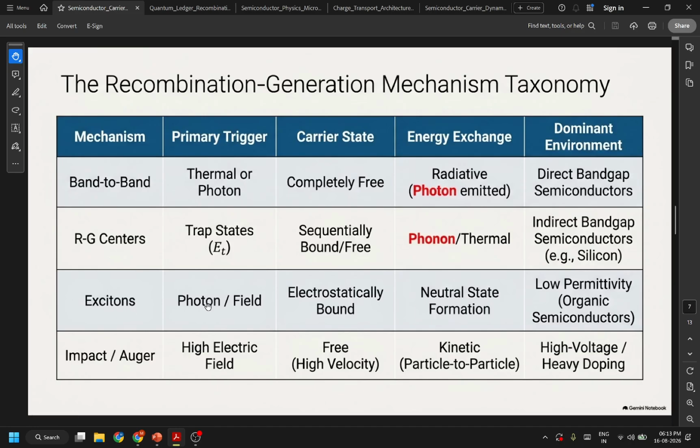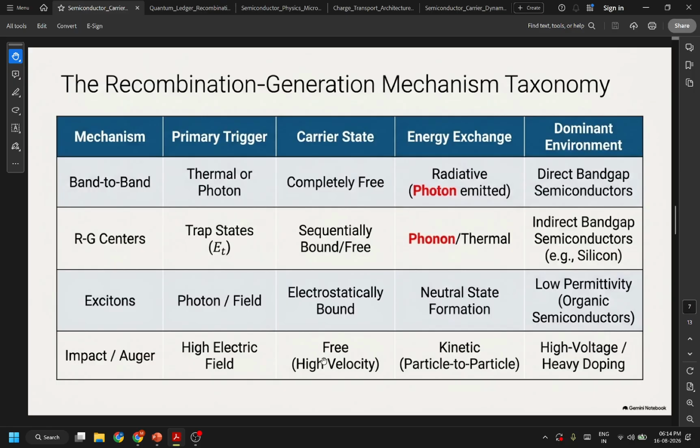Then excitons are triggered using photons or electric fields. They are electrostatically bound to each other, resulting in a neutral state formation. They are dominant in low permittivity materials such as organic semiconductors. Then you have impact ionization and Auger recombination, which are triggered in high electric field regions.